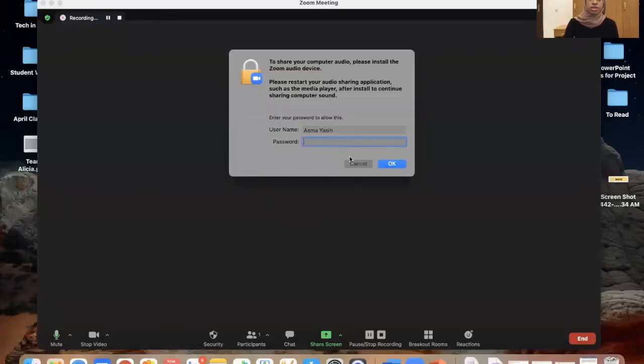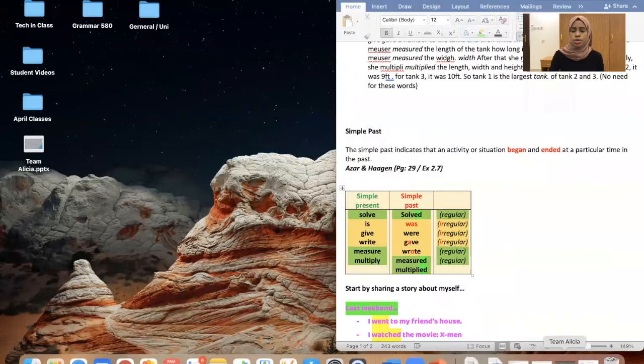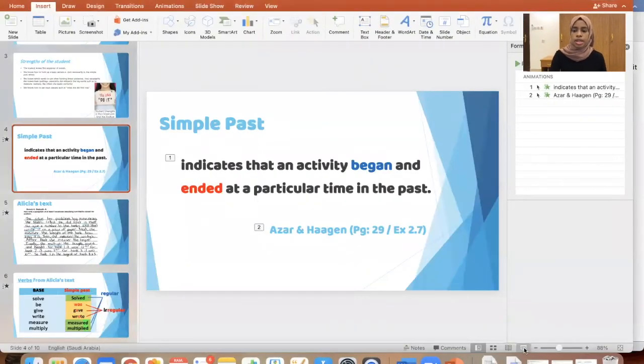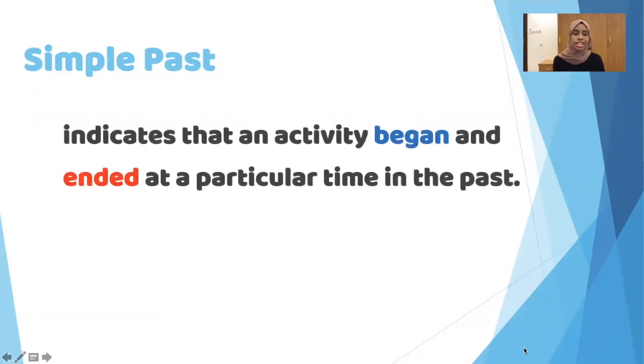So let me just quickly share screen. Here we are. Okay, all right, so here we are. To start off, I'm going to just give a basic definition of the simple past. Simple past indicates that an activity began and ended at a particular time in the past, which is really important, that it ended in the past as well. This is a definition that I found in the book by Azar and Hagen.